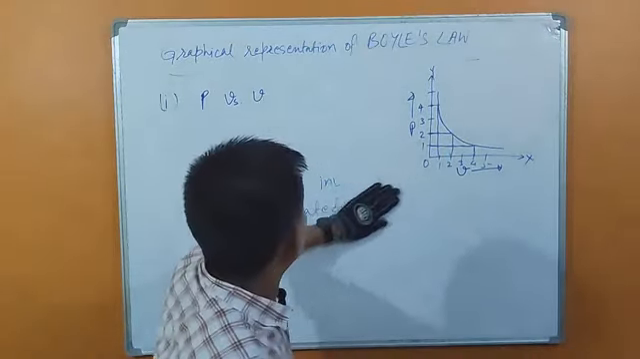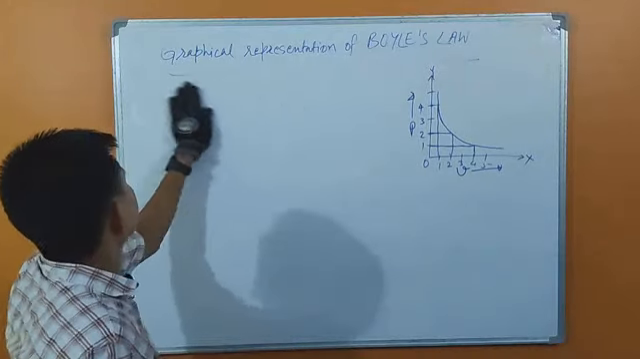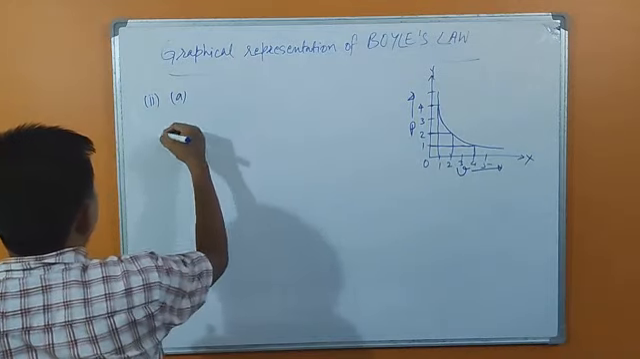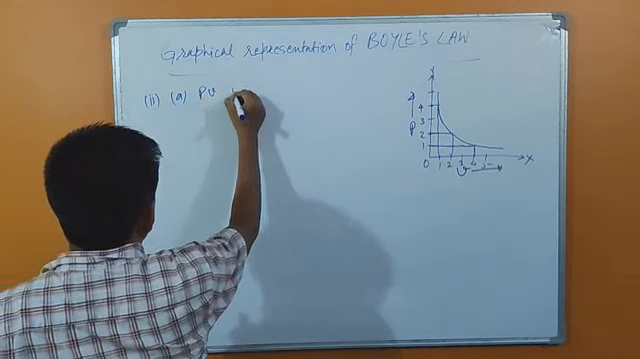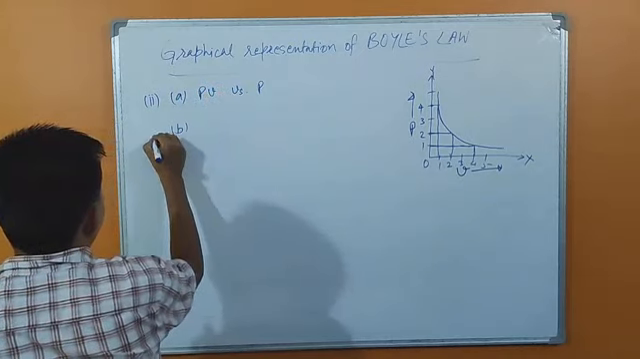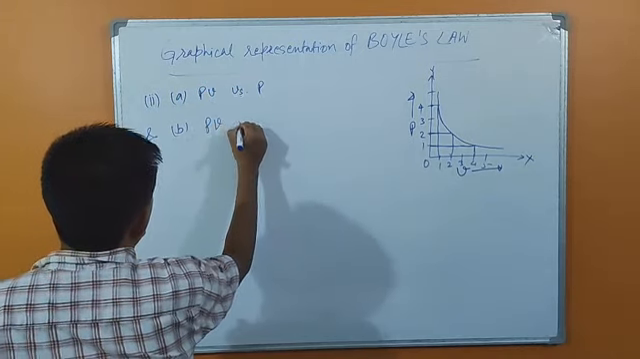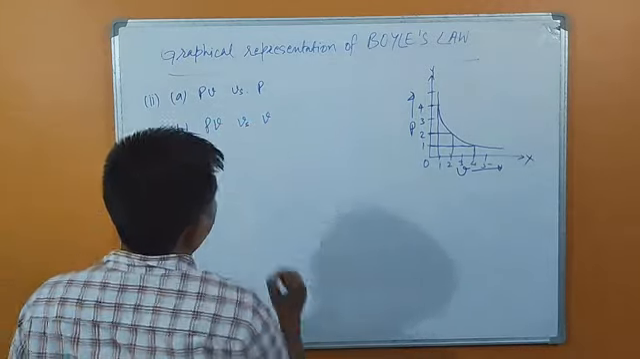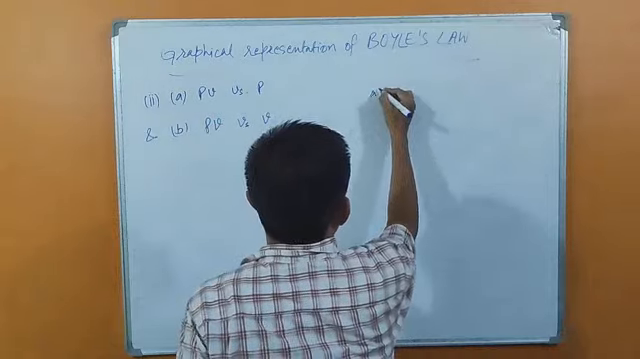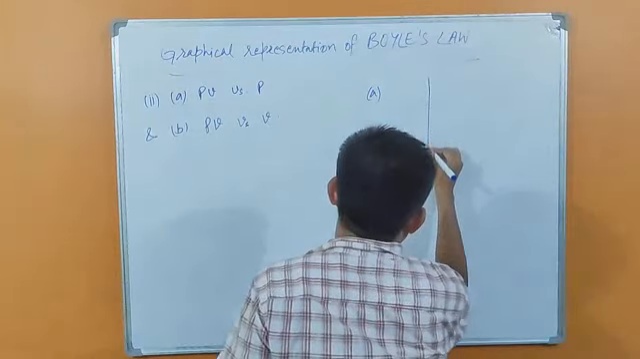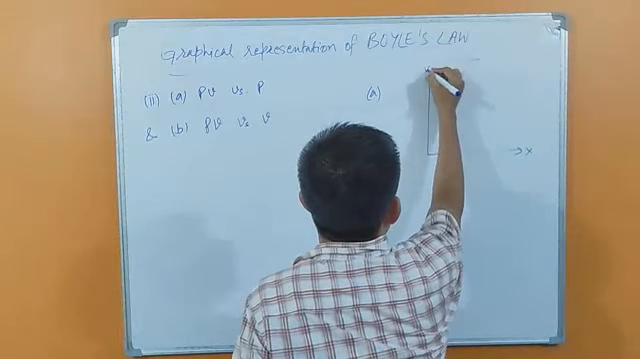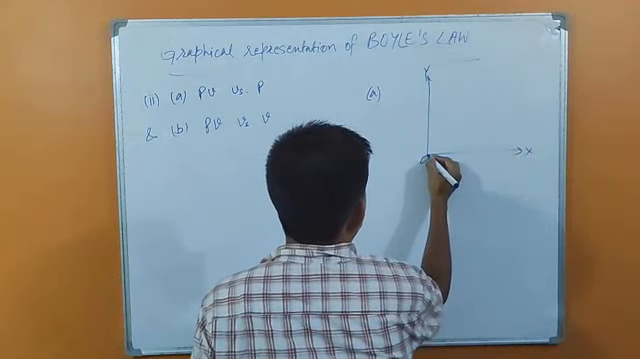Okay, the second graph. Let me start with the second graph. Number 2. We have two parts, A: PV versus P, and B: PV versus V. Let me draw number A. This is the y-axis, this is the x-axis, and this is the point of intersection.